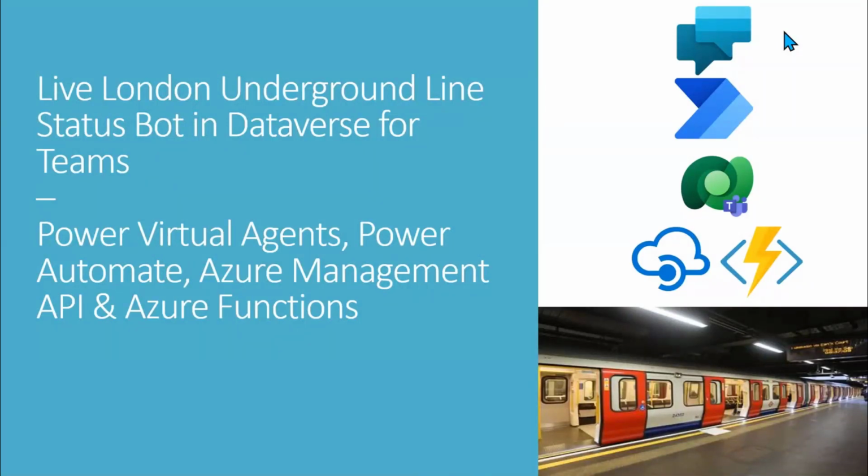Okay, so good morning, good afternoon, or evening, wherever you are in the world. Welcome to my presentation today on creating a live London Underground line status bot in Dataverse for Teams using Power Virtual Agents, Power Automate, Azure Management API, and Azure Functions. Apologies for the long title. I was struggling to get the technologies in.